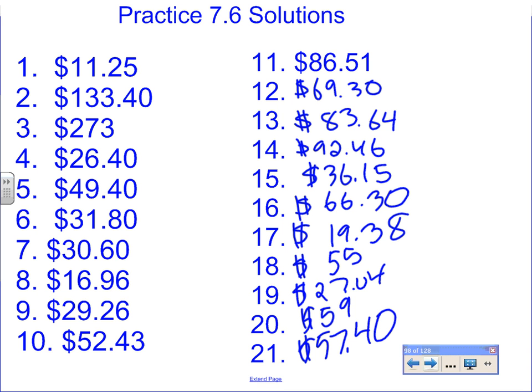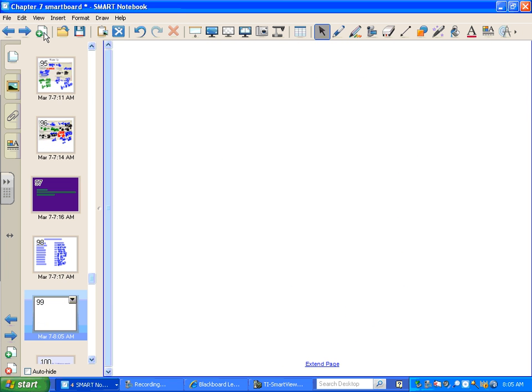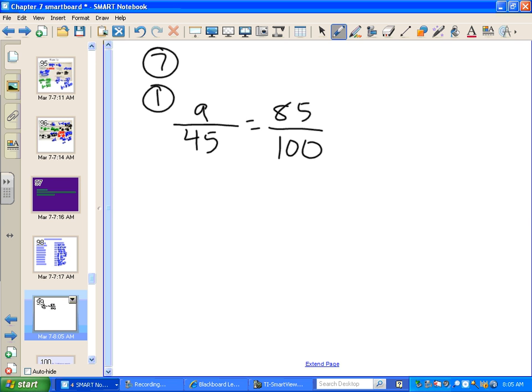Abigail. Number 7. Okay, let me write this one up here. Okay, number 7 you needed to do in 2 steps. So step 1 should be A over 45 equals 85 over 100 because it's on sale for 15% off. The retail is $45. So step 1 is find what the sale price is. The sale price is $38.25.